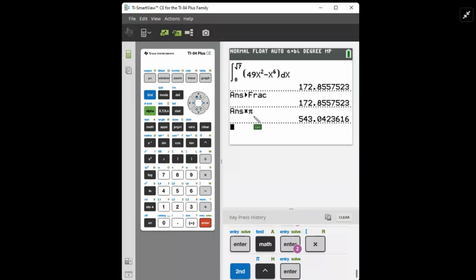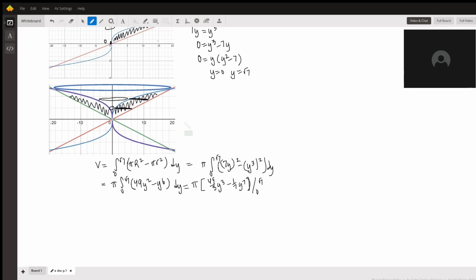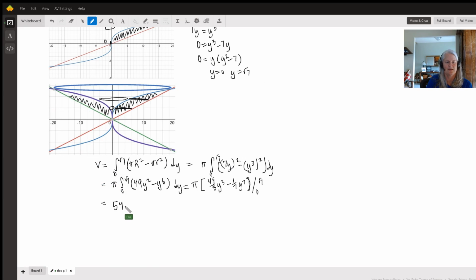So the answer is approximately 543.042 cubic units. And there you go.